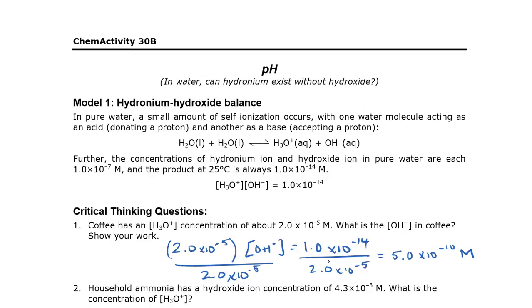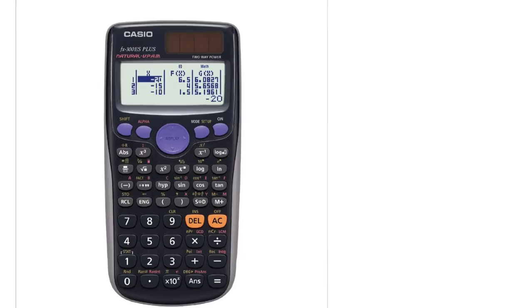So on the Casio calculator, you're going to put in 1.0 times 10 to the minus 14, right? And then you're going to hit the divide button, and then 2.0 times 10 to the minus 5, and then equals. If you have a different calculator, you need to verify that you can get this answer correctly.